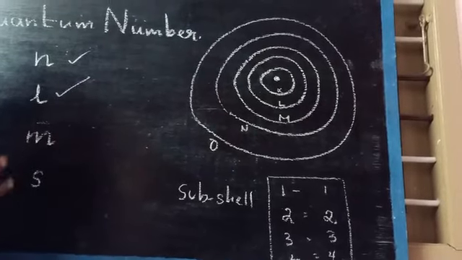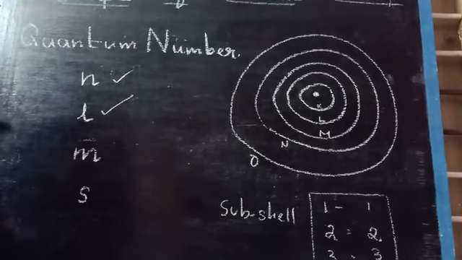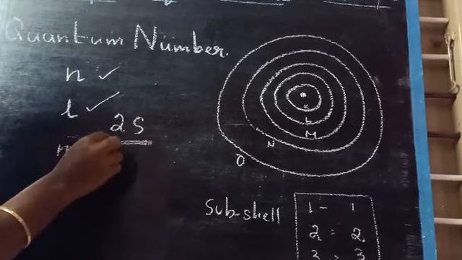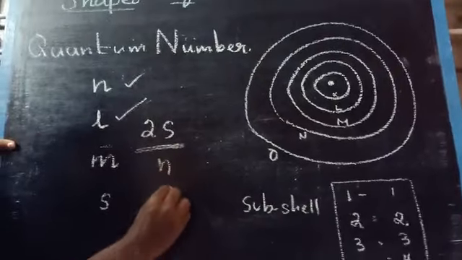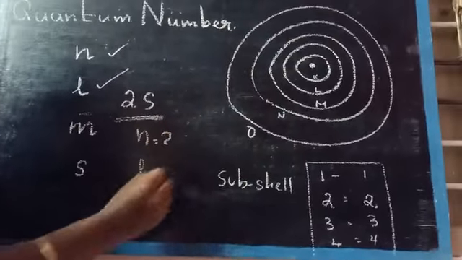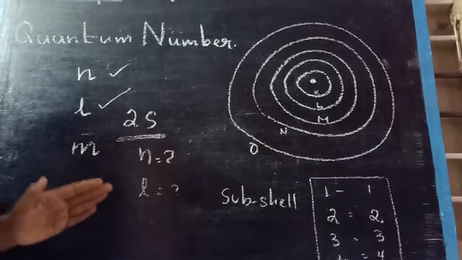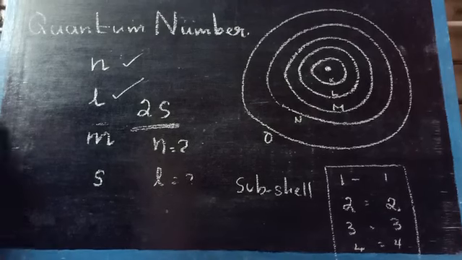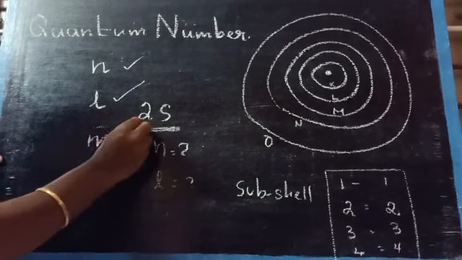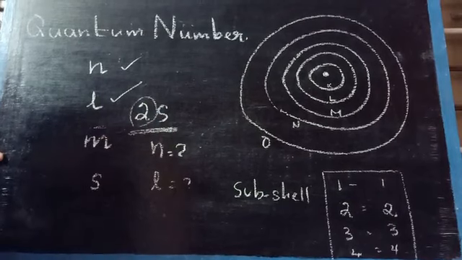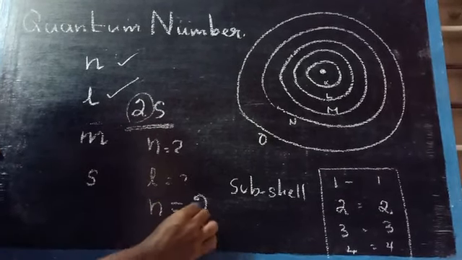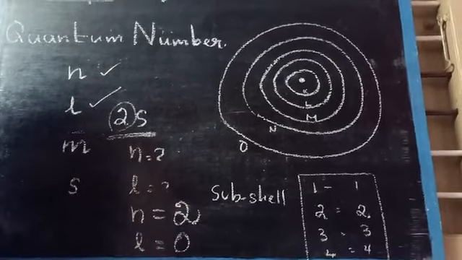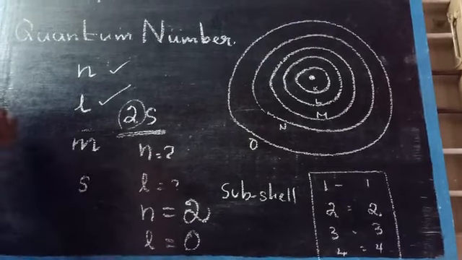From this topic, now there is a question: for 2s orbitals, what are n as well as l? In 2s orbitals, what is the principal quantum number as well as the azimuthal quantum number? The number is denoted as the principal quantum number, so n equals 2, and l equals 0. Now this is a clue.